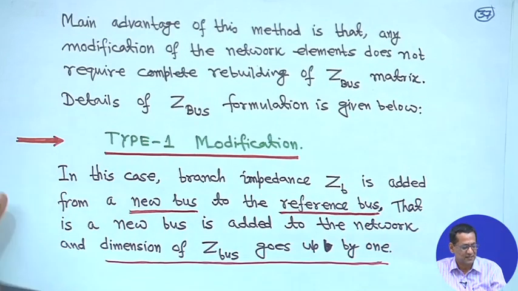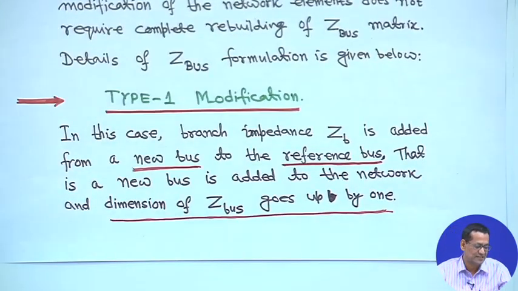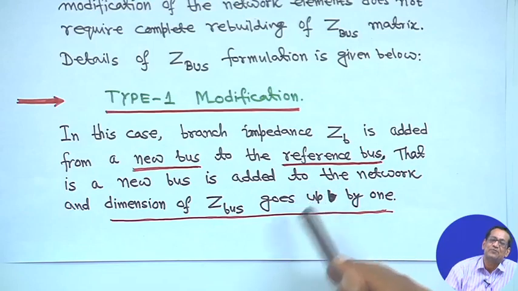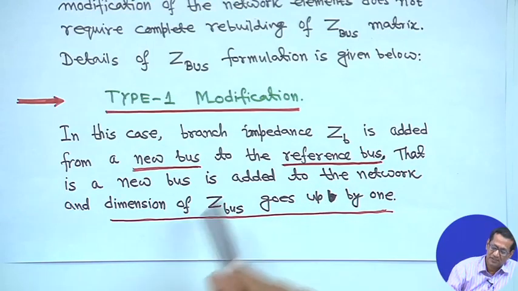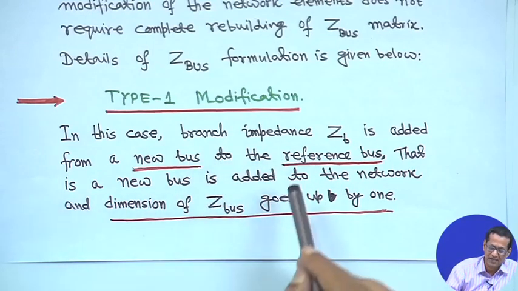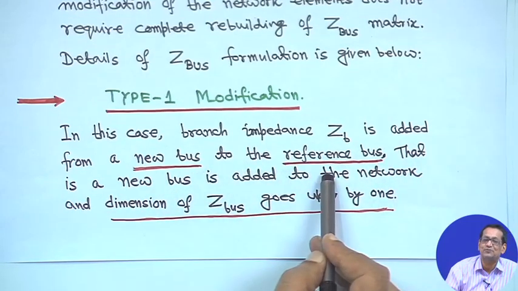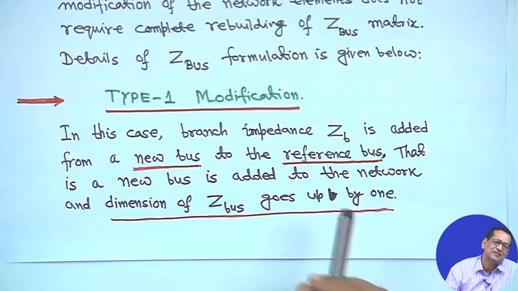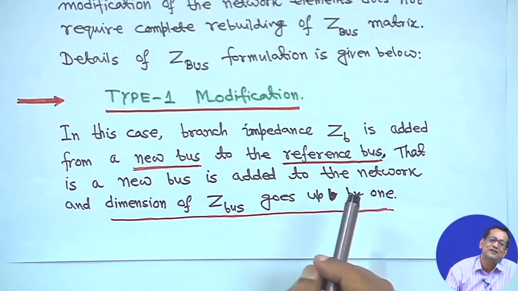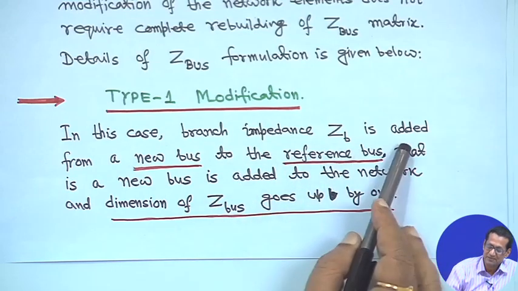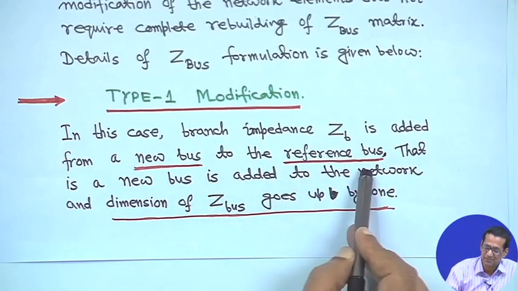First is what they call type 1 modification, right. We name them type 1, type 2, type 3, type 4 this way. In this case I will show the figure: branch impedance ZB is added from a new bus to the reference bus. We will consider some buses as new buses, some as old buses, and one reference bus.